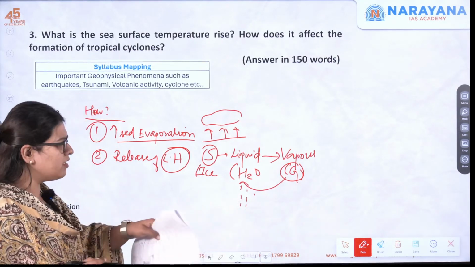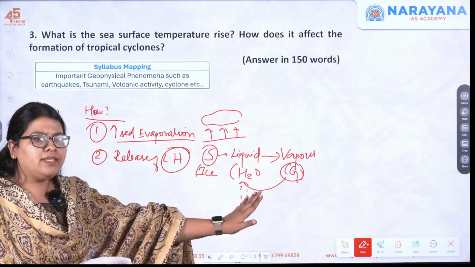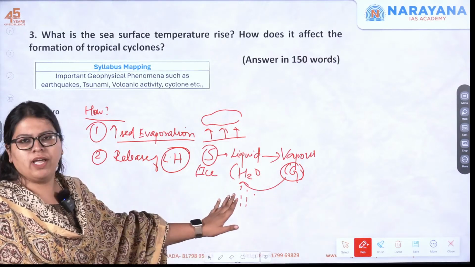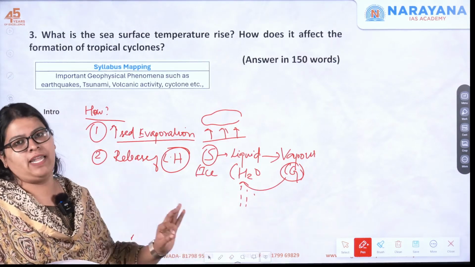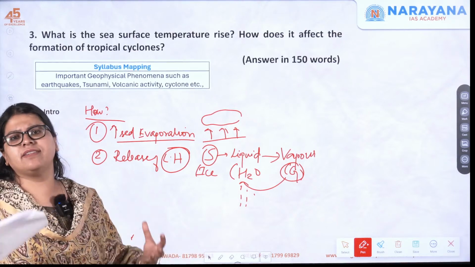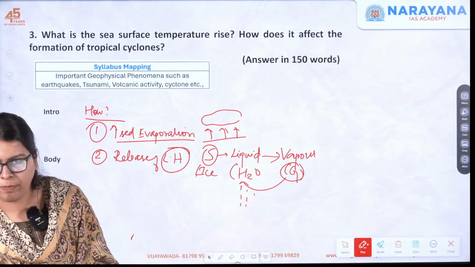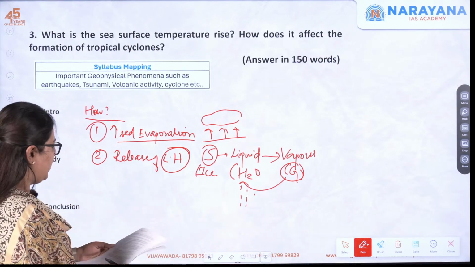So whenever matter, in this case water, changes from one state to another, there is a release of latent heat. When there is latent heat release, it further increases the temperature, and that lays the foundation for the formation of a tropical cyclone. So this is also one of the examples.